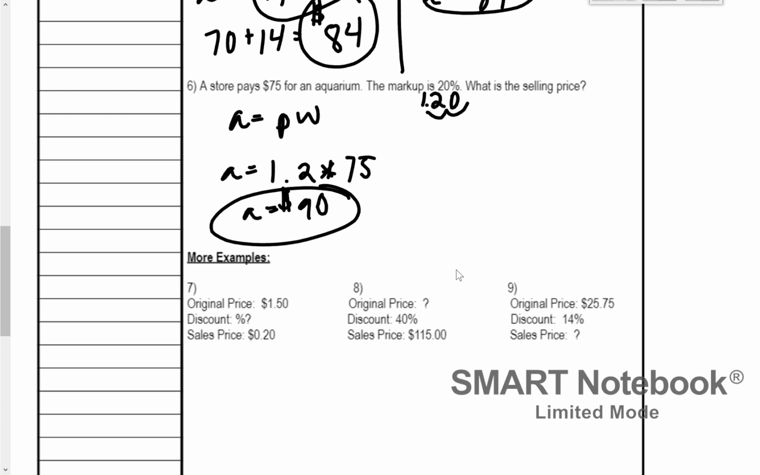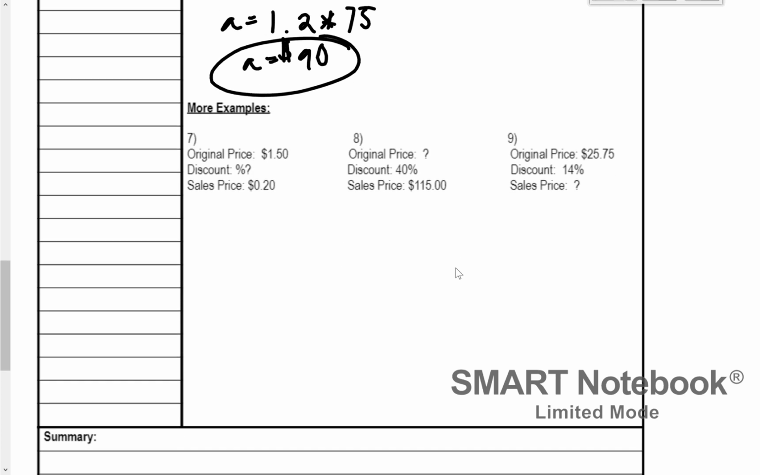All right. Just some random other examples of different things that we need to plug into that equation. So for example, let's remember the original price is the whole, the discount is the percent, and the sales price is the part. Make sure that for that percent, we are doing the percent we are paying. Okay, for discounts and markups, or sorry, for discounts.